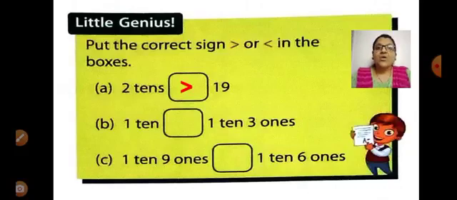Next, 1 ten dash 1 ten 3 ones. Now this we have learned in the last session. Children, 1 ten means number 10. And 1 ten 3 ones means number 13. And number 10 is less than number 13. Hence we will put the less than sign.